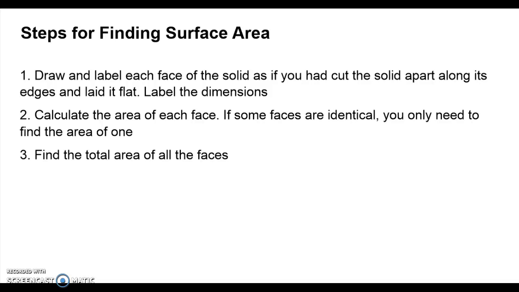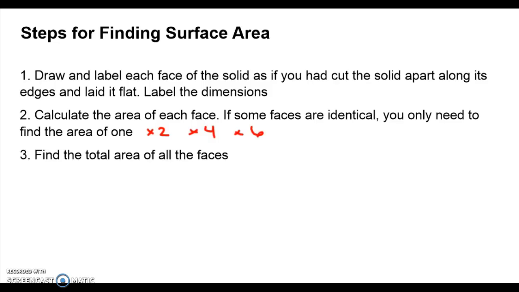All right, steps for finding surface area. Draw and label each face of the solid as if you cut them all apart. It's easier if they're laid flat on a surface in 2 dimensions, and then calculate the area of each face after you've laid them all out. If some of them are identical, you only need to find one and then multiply by 2 or by 4 or by 6. You don't need to just add up every single one.